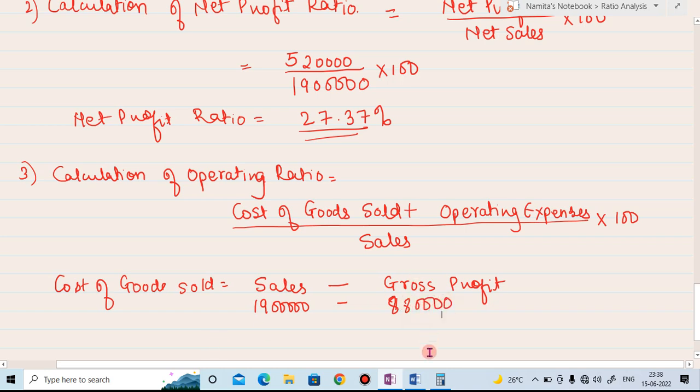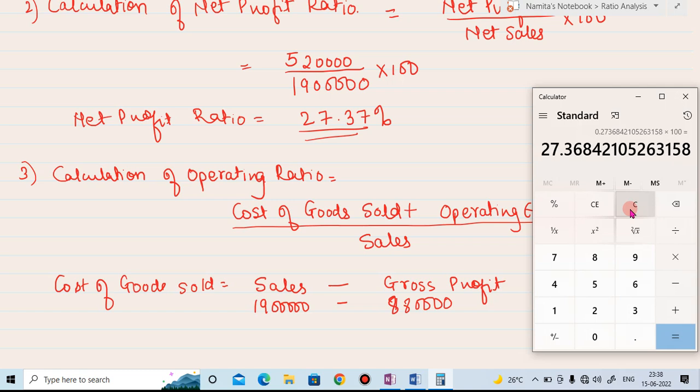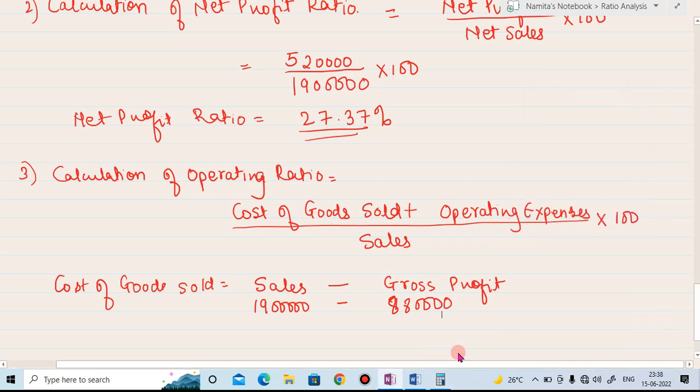So 19 lakhs minus 8,80,000. We get 10,20,000. That value will be our cost of goods sold. Okay, 10,20,000 is cost of goods sold. This is the first method to find the cost of goods sold.